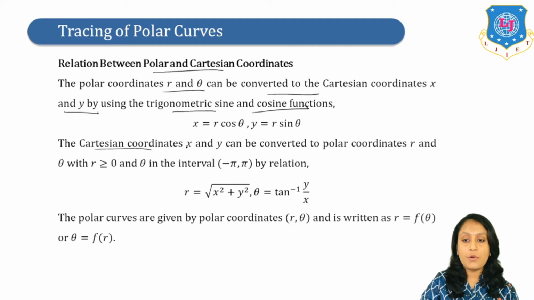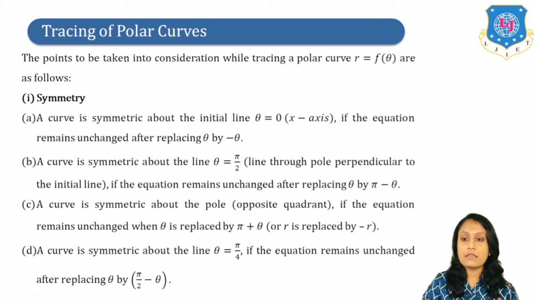Now the Cartesian coordinates x and y can be converted to polar coordinates r and theta, with r greater than or equal to 0 and theta in the interval minus pi to pi, by the relation r is equal to under root x square plus y square and theta is equal to tan inverse y upon x. Now the polar curves are given by the polar coordinates r and theta, and we will write them as r is equal to f of theta or theta as f of r. Now let's discuss the method.